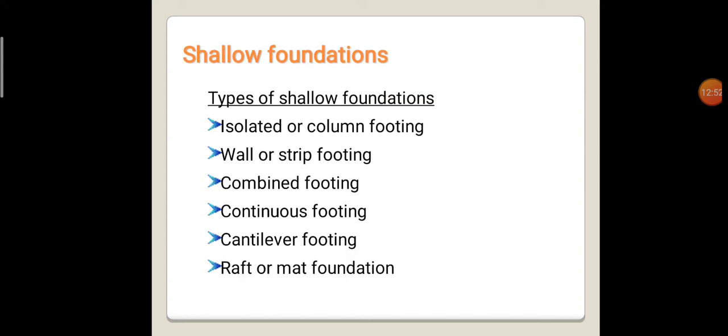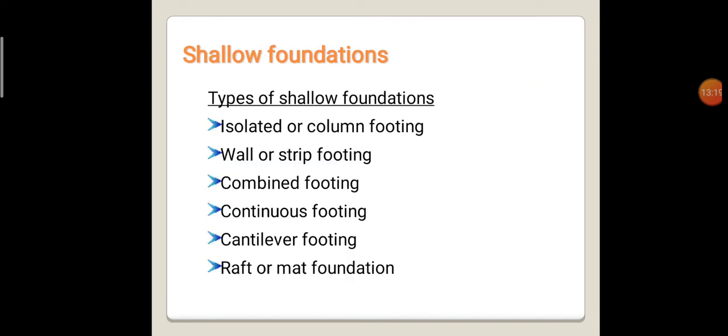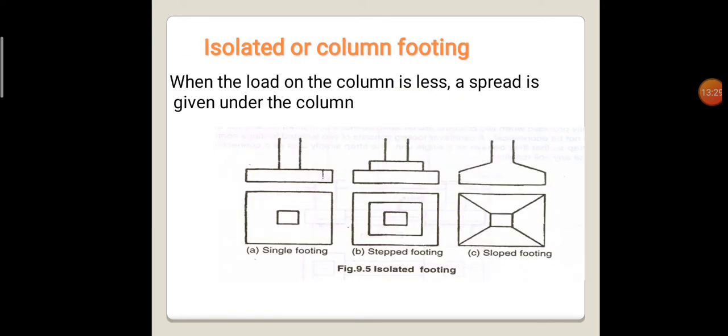The types of shallow foundation are isolated or column footing, wall or strip footing, combined footing, continuous footing, cantilever footing, and the final one, raft or mat foundation. These are some of the types of shallow foundation. If we come under the shallow foundation, definitely we are maintaining the depth of foundation less than or equal to the width of the foundation. For all these foundations, we always maintain the depth of the foundation less than or equal to the width of foundations. So first one, isolated.